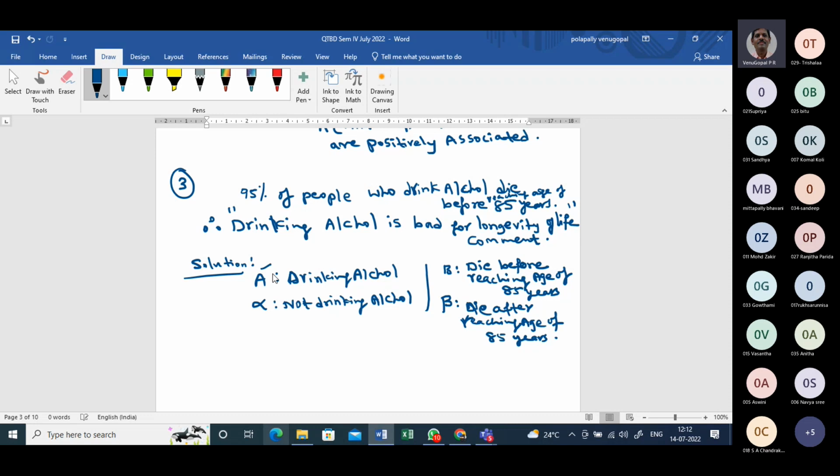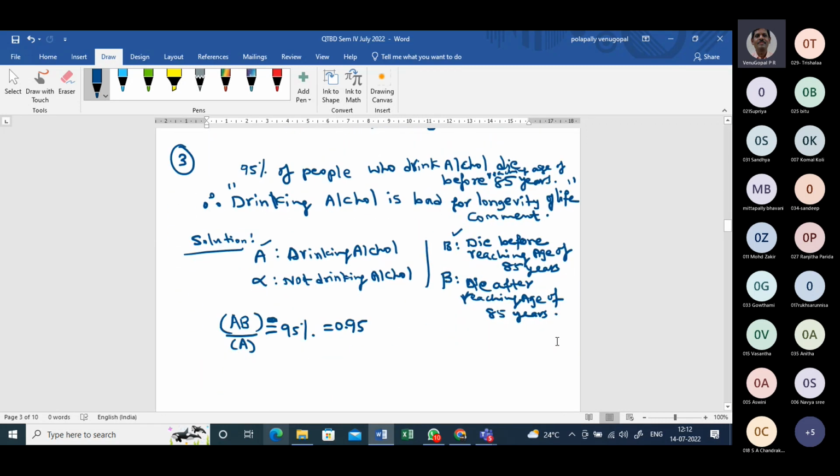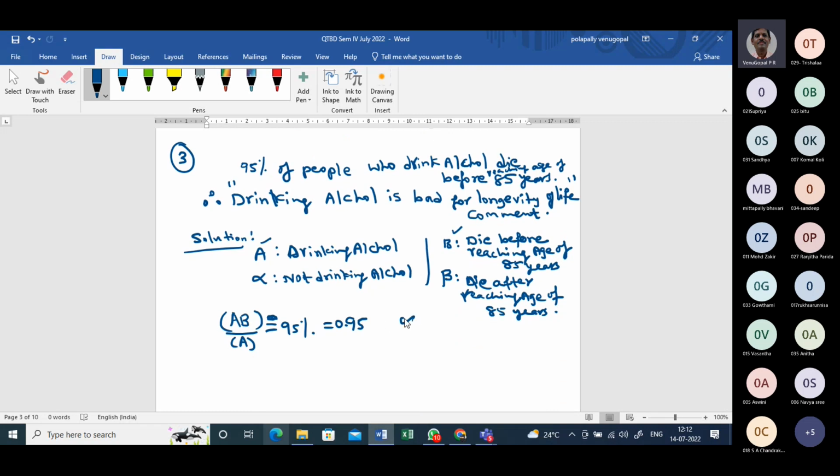This A they have given and B they have given. AB by A is given as 95%, that is 0.95. So you just look at the previous formula. Alpha B by alpha, do we have?